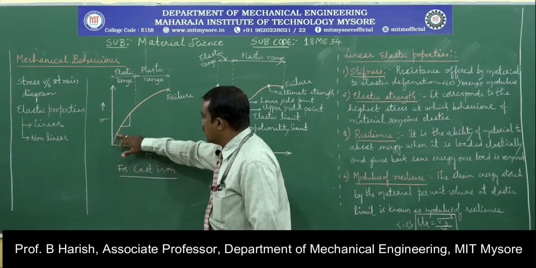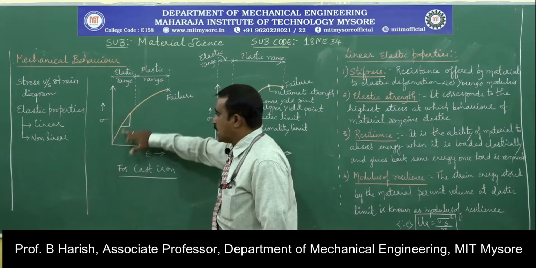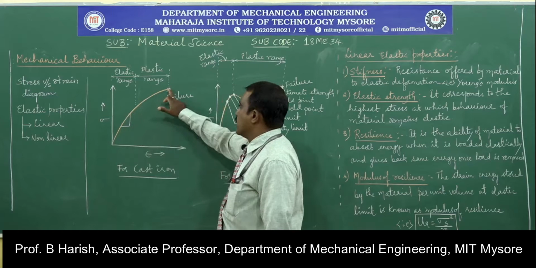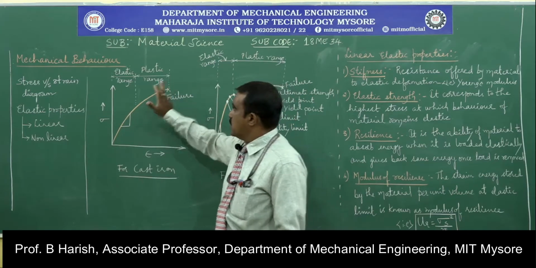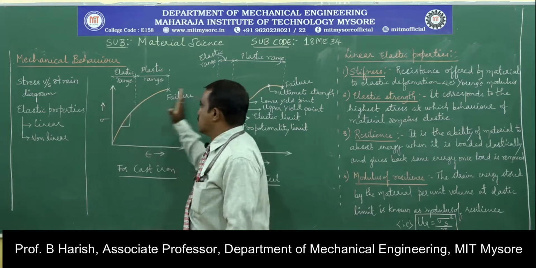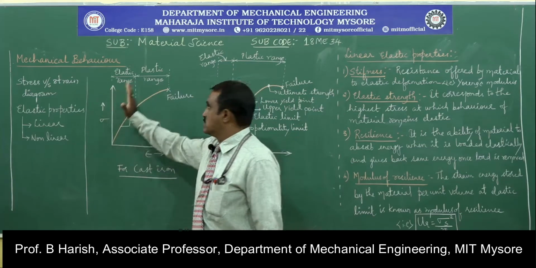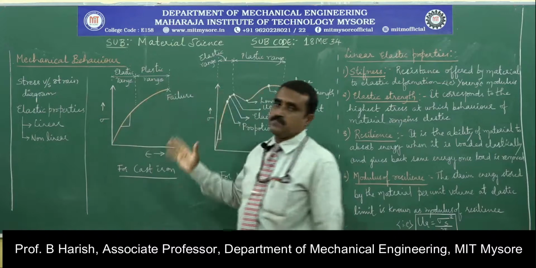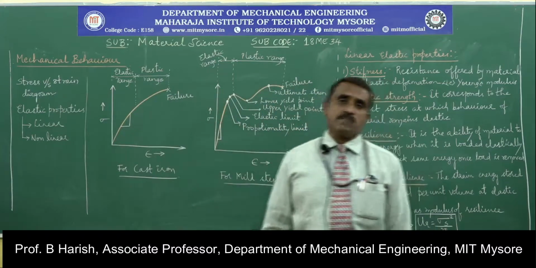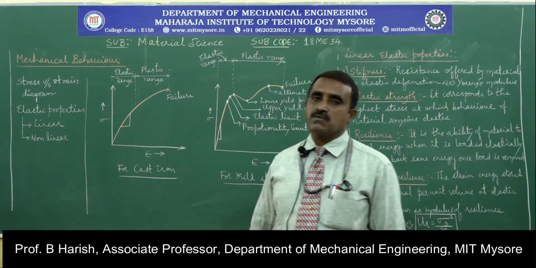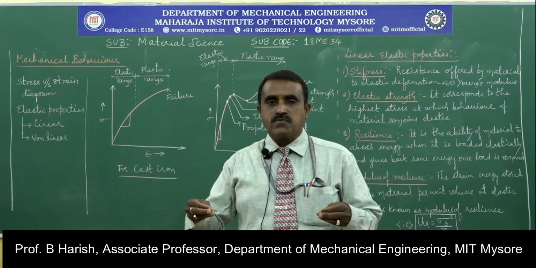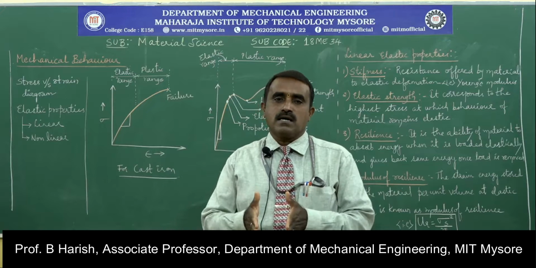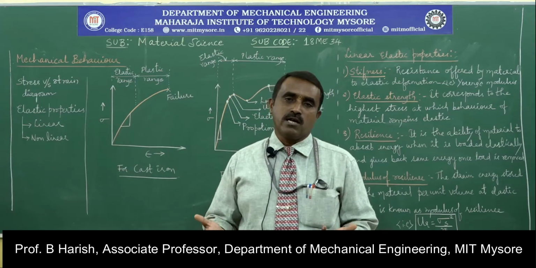So here you can see that the graph starts from here, it moves like this, and finally it reaches a point where the specimen breaks. Here we can divide this curve into two regions, that is the elastic region and the plastic region. So what is the elastic region and what is the plastic region? The elastic region is one where, when you apply the load, the specimen gets elongated. Once we release the load, the specimen comes back to its original position.